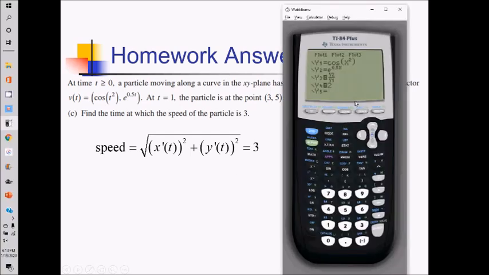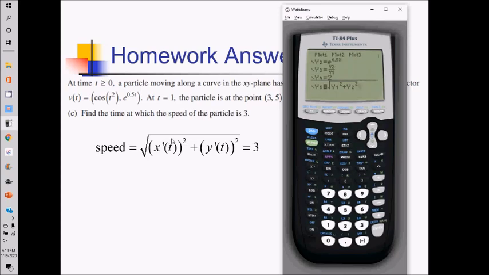So I'm going to define another function, and before I do that, let me actually deselect y3 and y4 because that was my slope and my y equals 2 that I no longer care about. Let me put my speed function now in y5. So this is going to be the square root of y1 squared, because that's where I have x prime. So alpha trace y1 and square that, plus alpha trace y2 and square that. So there is my speed function.